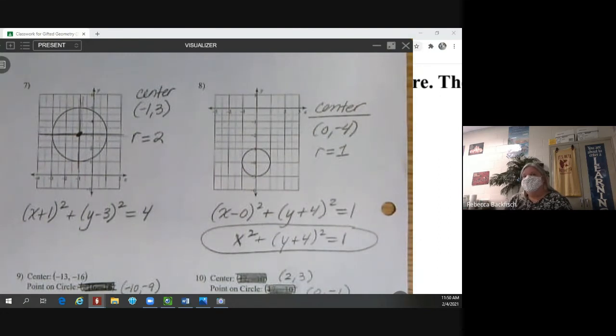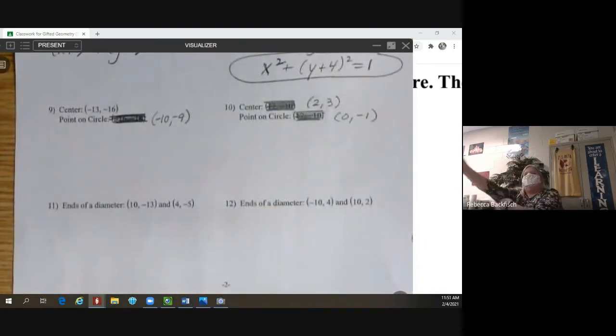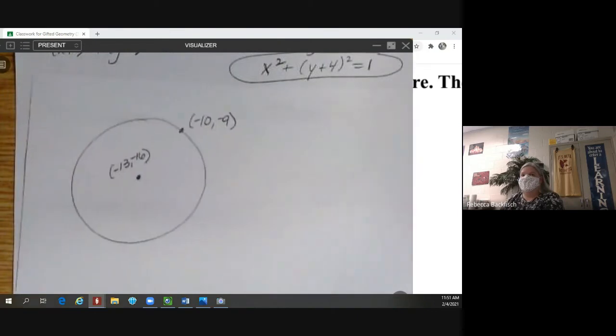All right, for the next couple, we aren't just given the center and radius, even in graphical form. These I actually changed. For those of you I gave a paper copy of it, I changed the points here because I don't like the points that were on there. Number 9 says the center is at -13, -16, and then here's a point on the circle. Let's look at how we would do that. Center is at -13, -16. And then we have some random point on the circle. It could be any point anywhere on the circle. This is not saying it's a special point. It's just a random point on my circle.